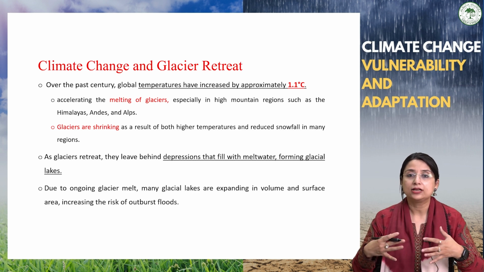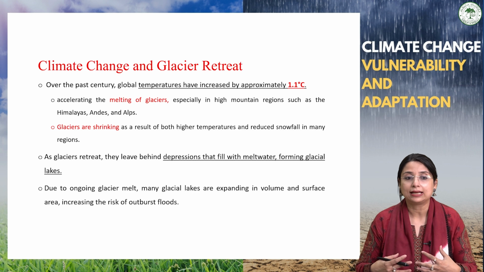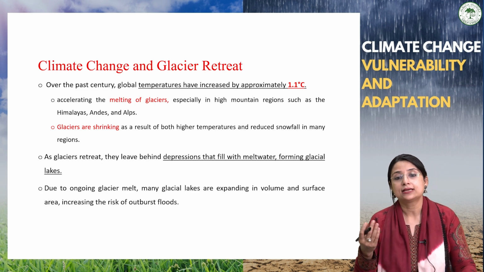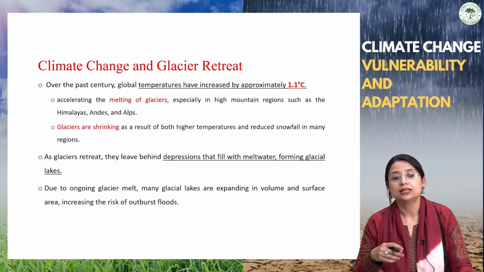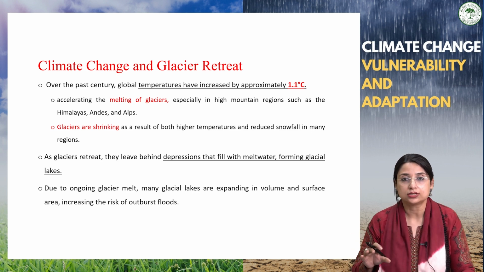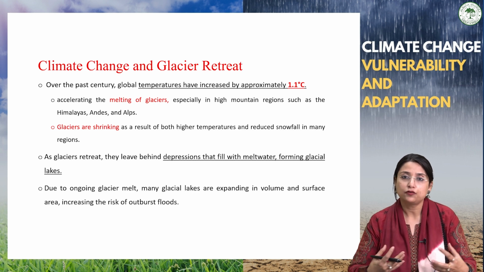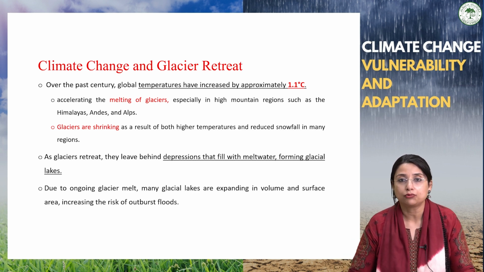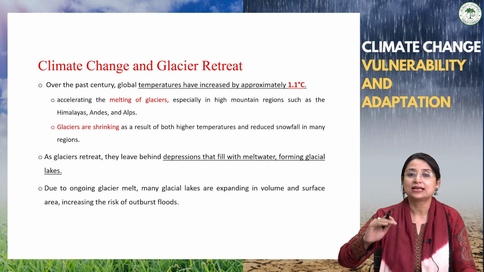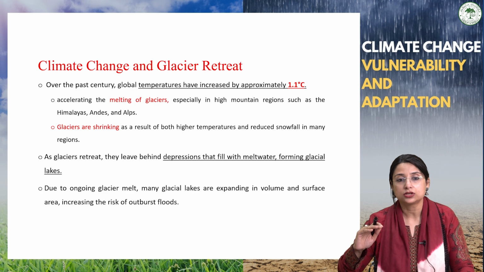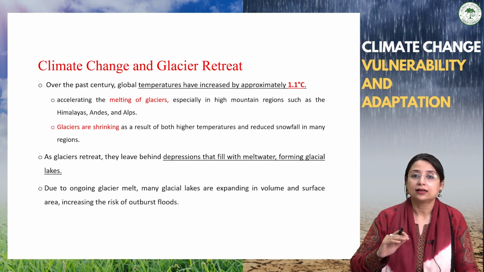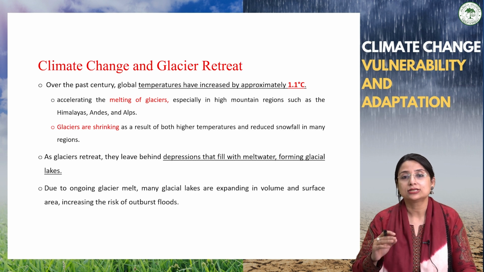Not only is the melting of glaciers taking place, but due to this melting, the glaciers are shrinking as a result of the higher temperature, and even a reduction in snowfall in many of the regions. Thus, such phenomena lead to glacier retreat. On one hand, global warming is taking place, meaning the global temperature is rising. This rise in global temperature melts the glaciers, the glacier sizes are shrinking, and in certain regions reductions in snowfall have been observed.